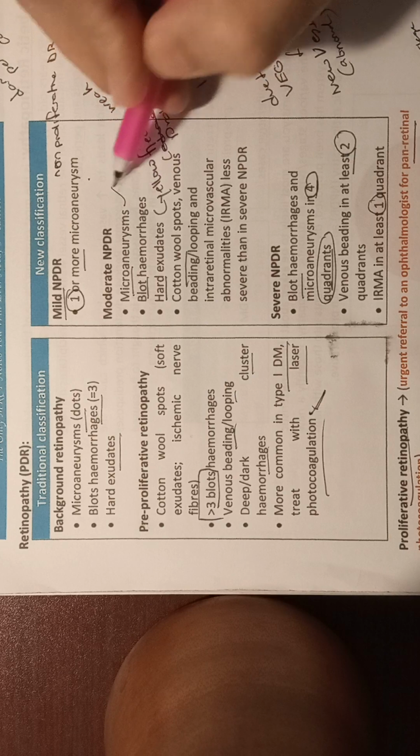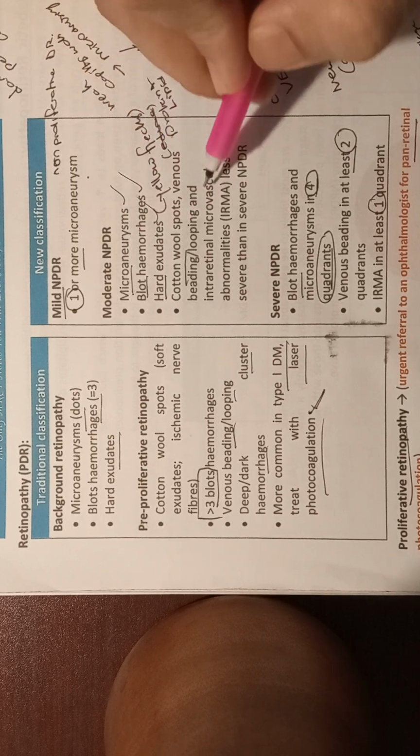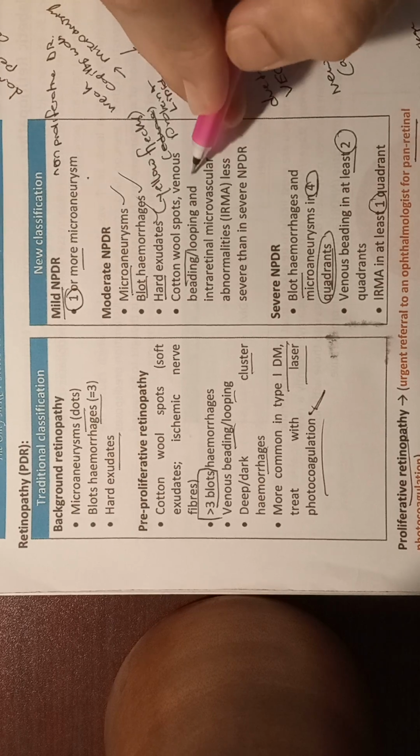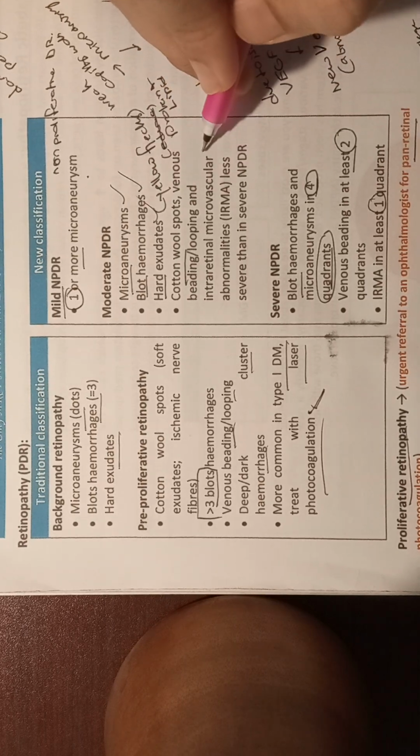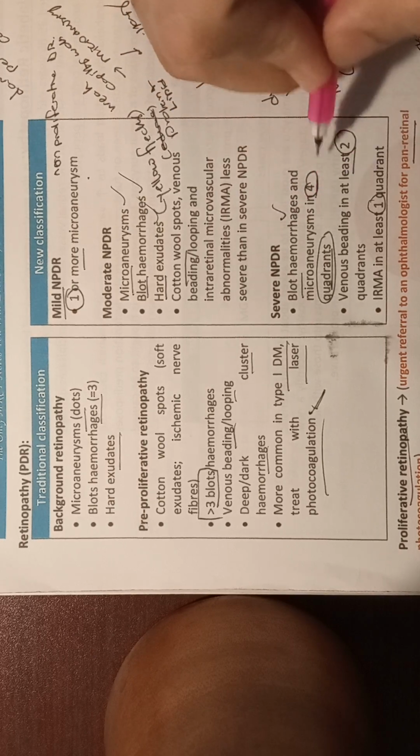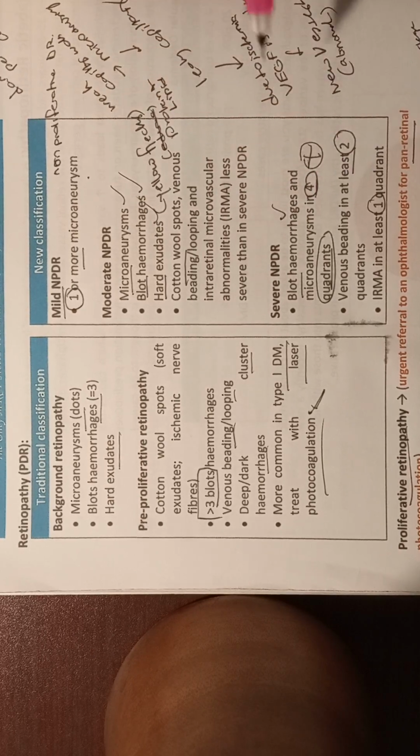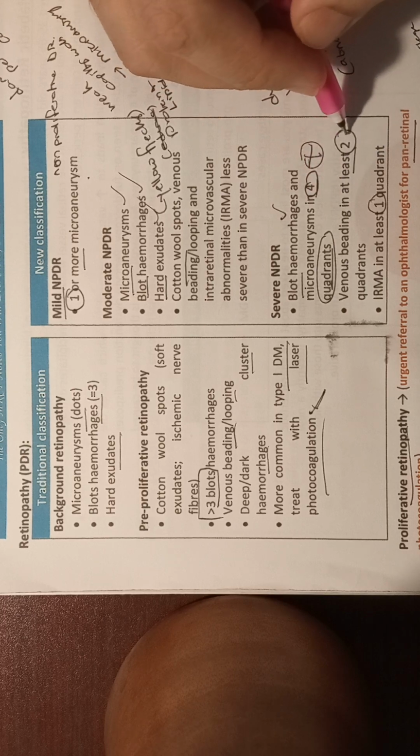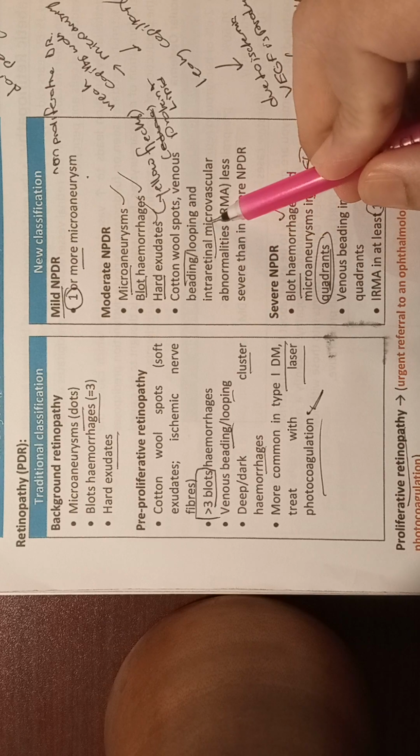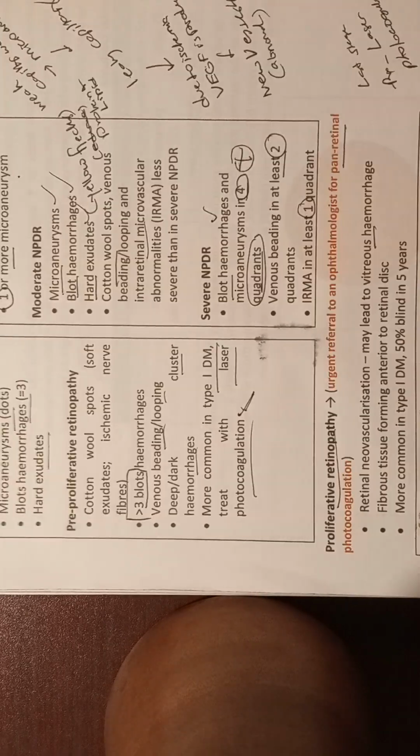Moderate will be microaneurysms, blot hemorrhages, hard exudates, cotton wool spots, venous beading and looping, and intraretinal microvascular abnormalities. Severe can be blot hemorrhages and microaneurysms in all four quadrants, venous beading in at least 2 quadrants, and IRMA in at least 1 quadrant. IRMA is intraretinal microvascular abnormalities.